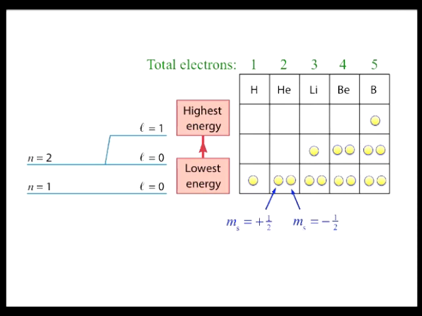For this electron, m_l can be -1, 0, or +1, and m_s can be +1/2 or -1/2 in each case. However, in the absence of an external magnetic field, all 6 possibilities correspond to the same energy.